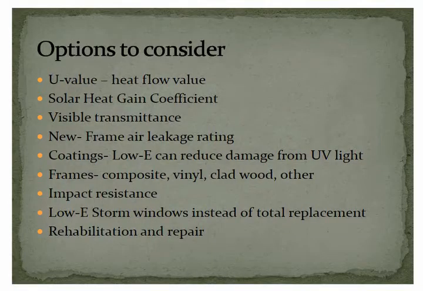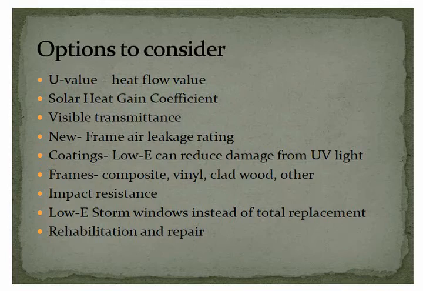The lower the U value, the less heat flows through that glass. Solar heat gain coefficient, again, the lower that value, the less heat transfers through that glass from ultraviolet light. Visible transmittance, the higher that number is, the more clear that window is to see through. Frame air leakage rating, that's going to be a very important number in shopping for windows.